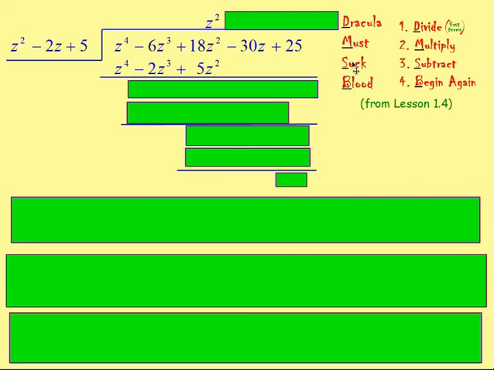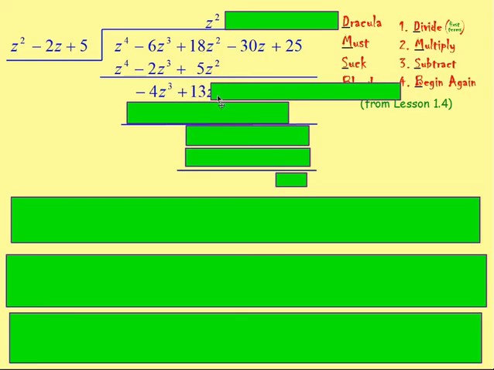After that, Dracula must suck, so subtract. Z to the power of 4 take away z to the power of 4 gives us 0. The z to the power of 4 terms should always cancel out. If they don't, you have made a mistake. Negative 6z cubed take away negative 2z cubed: when you're taking away a negative, you would add, so that gives us negative 4z cubed.